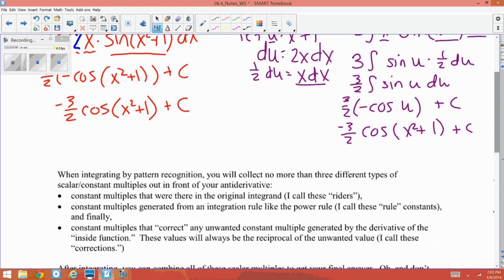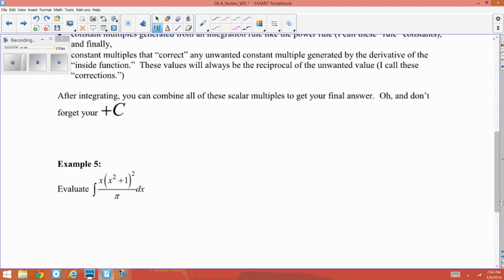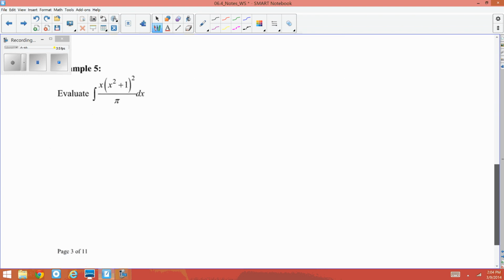And the only other kind would be something that comes from the power rule. Like if you have u to the 1/2, if you integrate that, you're going to get 2/3, so a constant like that. And you never want to forget your plus c. So we'll do this problem here.